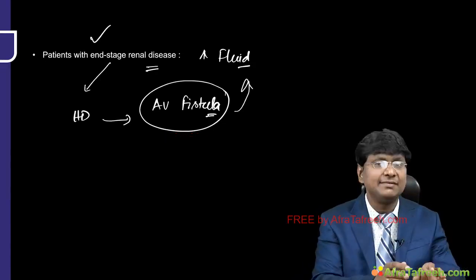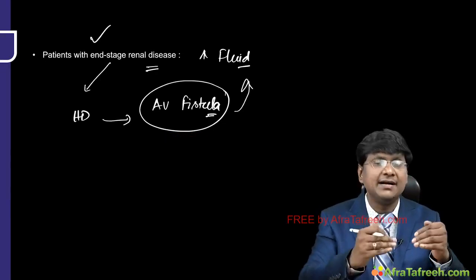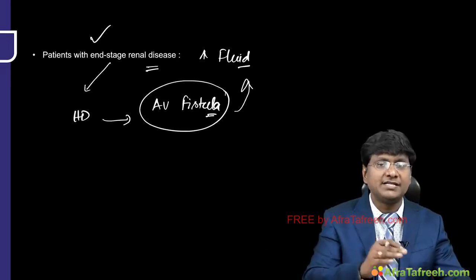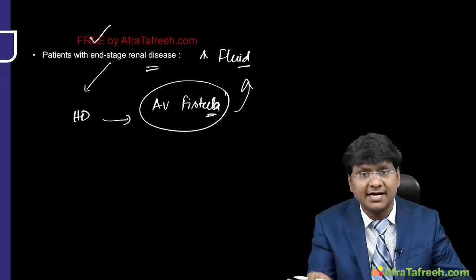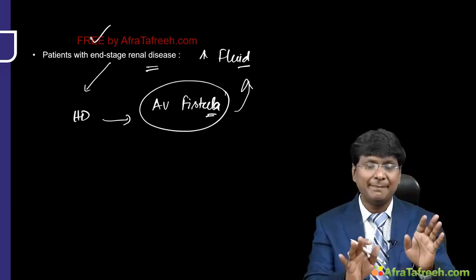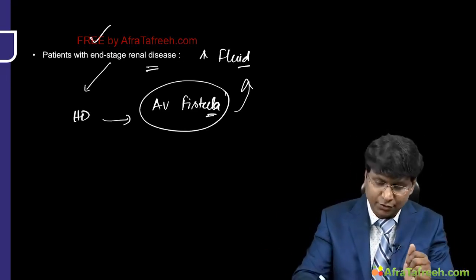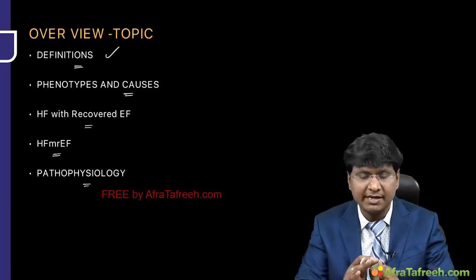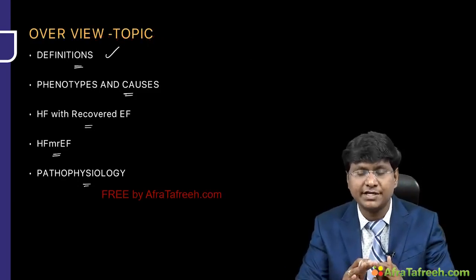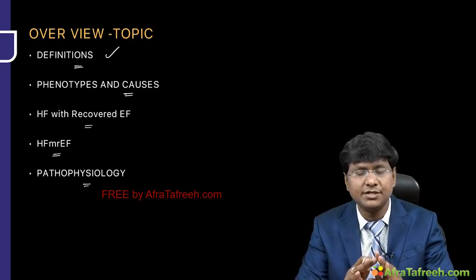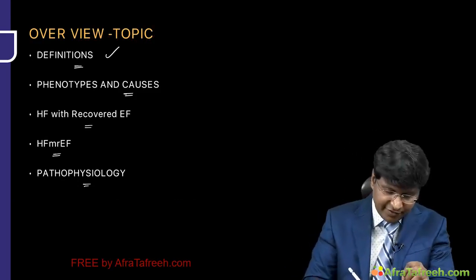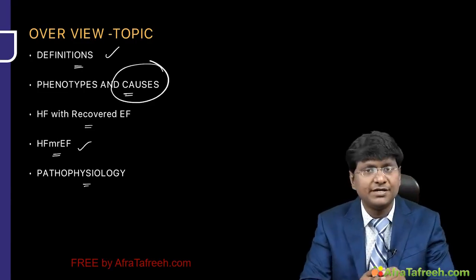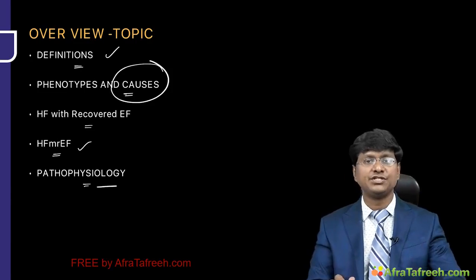So in some groups of individuals, not only the underlying disease, but the high output states along with an underlying disease will further precipitate or worsen the heart failure. So this will be the pathophysiology in the development of heart failure. So if you see here, right, we have discussed the various definitions: American Heart Association, European Society, what exactly is the definition? Then what do you mean by heart failure with recovered and mildly reduced ejection fraction? And what are the phenotypes and causes we have discussed, and the pathophysiology we have discussed.